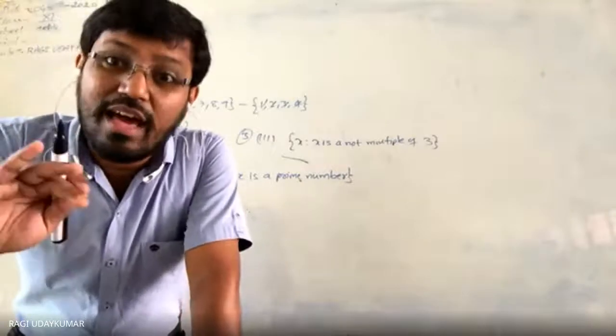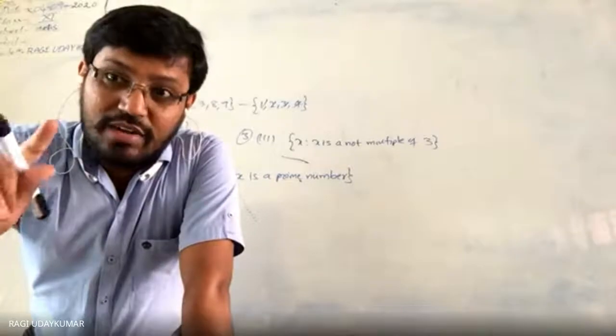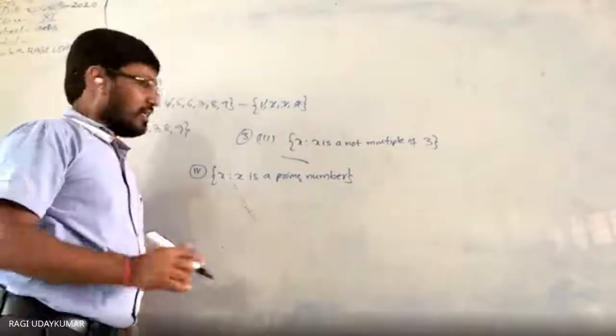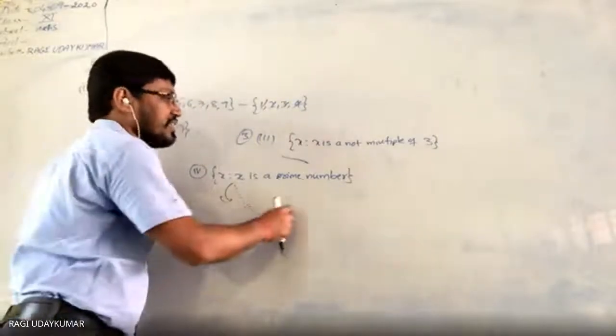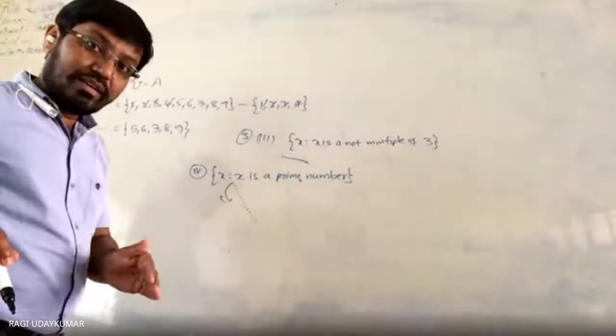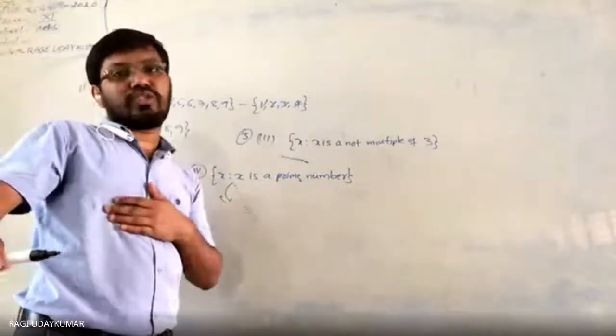One is neither prime nor composite. Along with the 1, all composite numbers will be there. So the mistake is, usually if it's a complement to write, most of the students will write x such that x is a composite number. X is a composite number and x is equal to 1. Because 1 is neither prime nor composite.